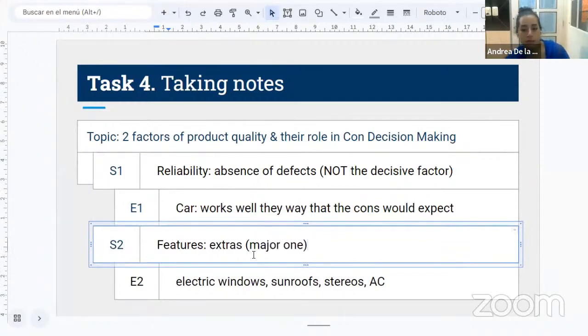Why? Because cars are supposed to be reliable, or not cars, products are just supposed to be reliable. So it's something that should be that way. So when you buy a product, you're not really looking at reliability too much. Right now, consumers are looking at features. The most important deciding factor here will be features. And it wasn't always this way, but right now it is.